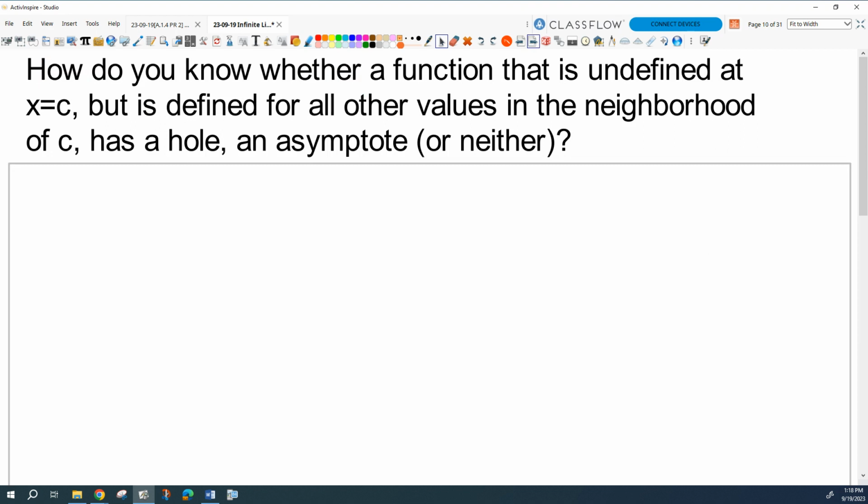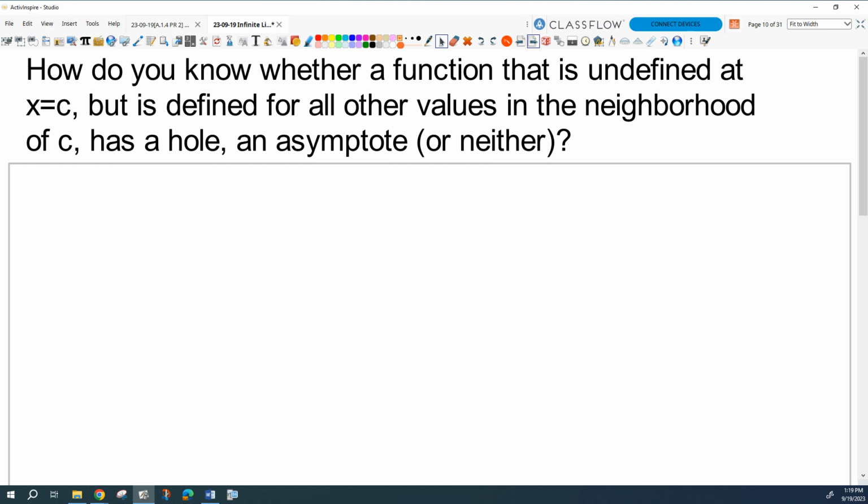Okay, last thing, probably for today. And this is a biggie. We'll end up with a heavy topic, and then I'll let your brains relax after this one. So how do you know whether a function that is undefined at x equals c, but defined for all other values in the neighborhood of c, has a hole or an asymptote, or neither? In other words, if I evaluate a limit directly, is there a way for me to know if it's a hole or an asymptote?